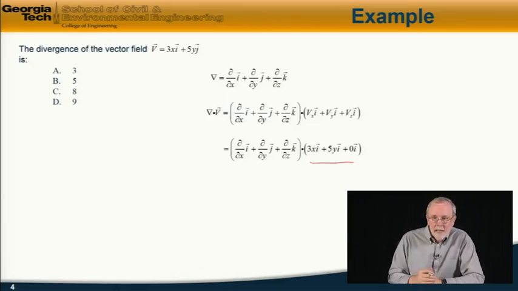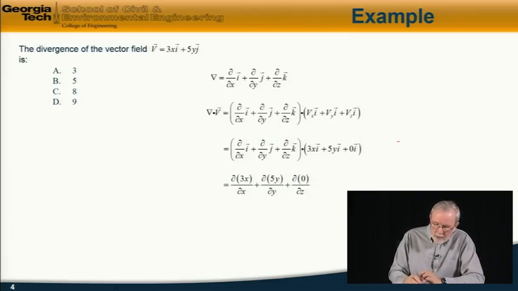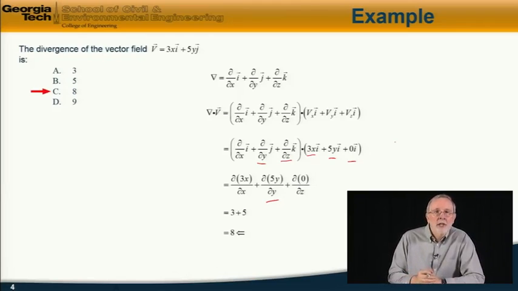So to evaluate this, we use our usual rules of evaluating a dot product. In other words, this term multiplied by this term, plus this times this, plus this times this. So that becomes this. So we have d by dx of 3x plus d by dy of 5y plus d by dz of 0. So evaluating those differentials, that is equal to 3 plus 5, which is equal to 8, and so the answer is C.